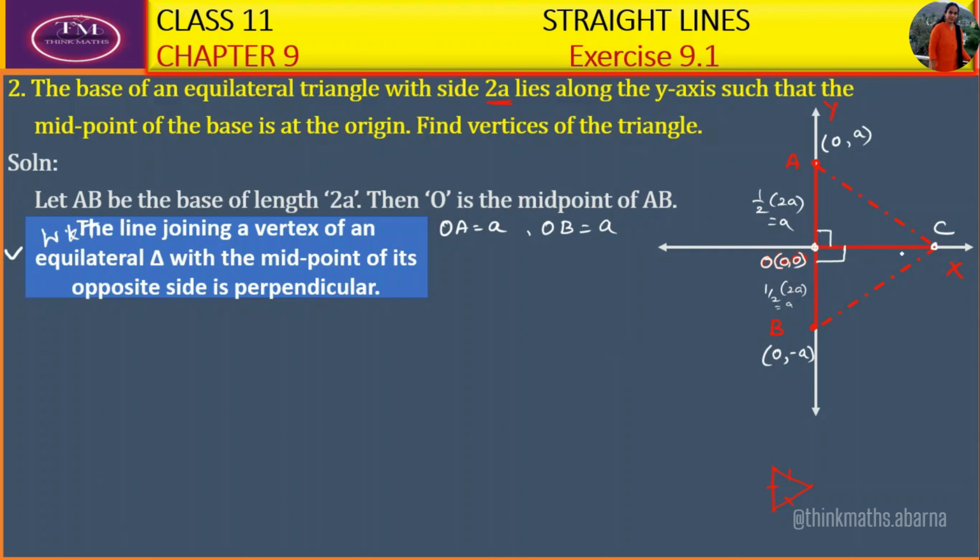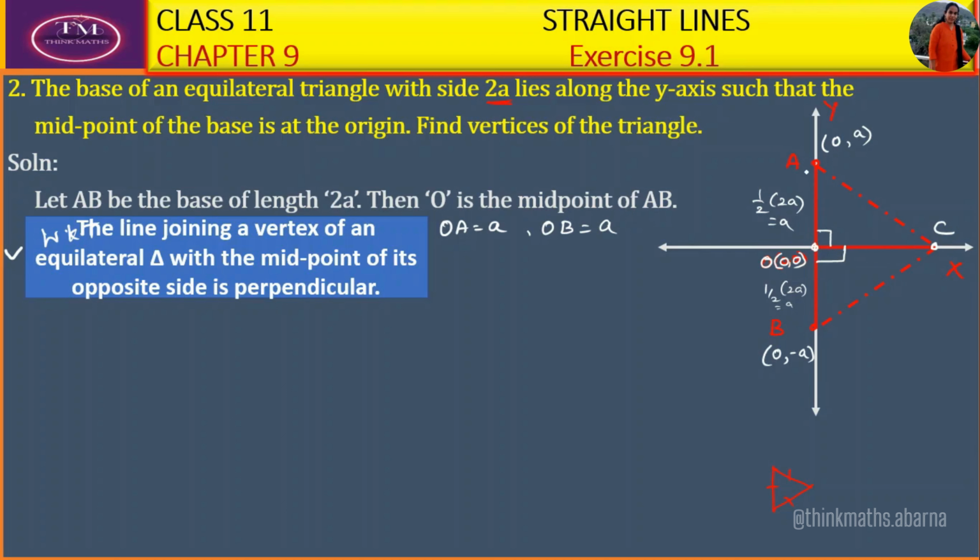So the line joining a vertex of an equilateral triangle with the midpoint of its opposite side. We have joined OC. O is the midpoint of the opposite side. Which is the opposite side? AB. AB is the opposite side of C, and O is the midpoint of AB. So if we join O and C, this OC will be perpendicular to AB. So angle AOC and angle BOC are perpendicular.